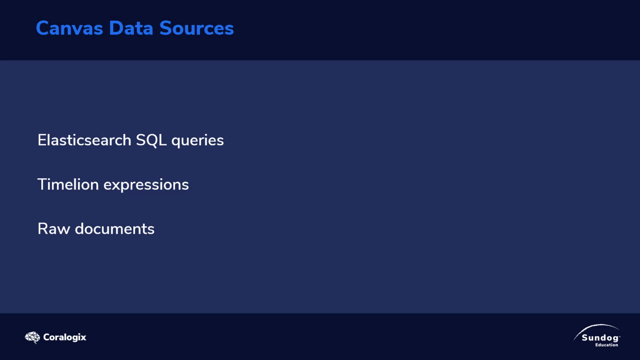Each element needs a way to extract the data that will be represented. The data source an element can use includes Elasticsearch SQL queries. The SQL syntax gives us a lot of flexibility in terms of what data we want to pull from Elasticsearch and how we want to present it to Canvas. Timelion expressions to work with time-based data, or raw documents pulled directly from indexed documents.